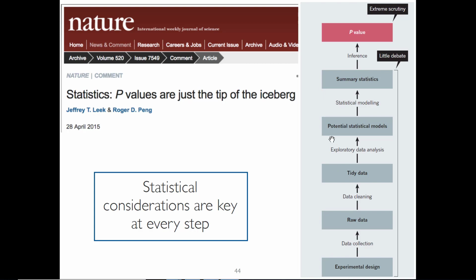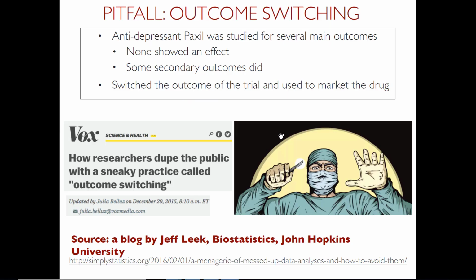And statistical considerations are really everywhere, and they're really part of reproducibility. There are some famous examples which show how different decisions made along the way, which are subjective and not part of the standard operating procedures, can affect the results negatively.